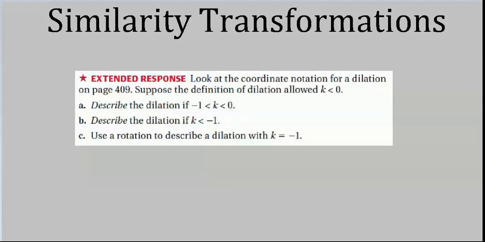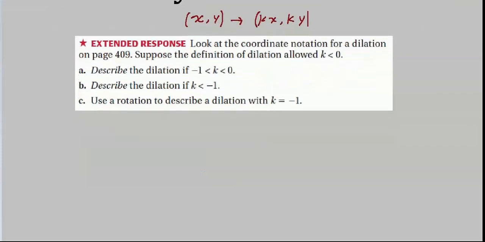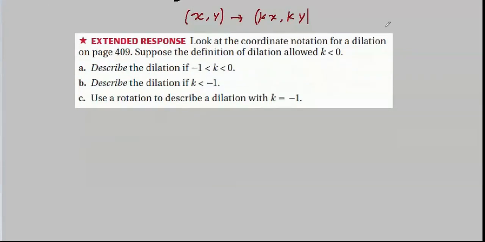Well, this one wants us to consider what happens if we allow our dilation factors to be negative. Remember, our notation for a dilation is that (x, y) goes to (kx, ky). So, this doesn't really look too bad in terms of figuring out what happens.